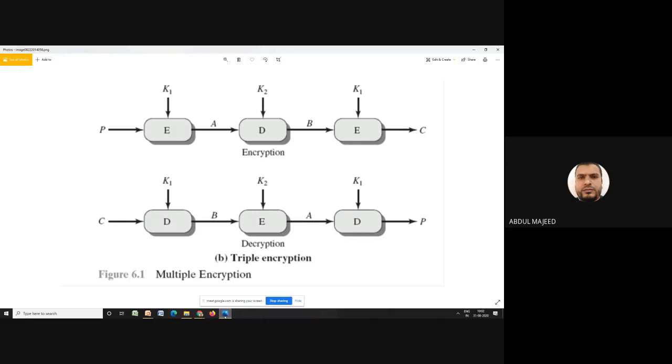So here in reverse we are doing the decryption, by using that same key. For encryption and decryption, we are using that same key, right? So this is the decryption process.